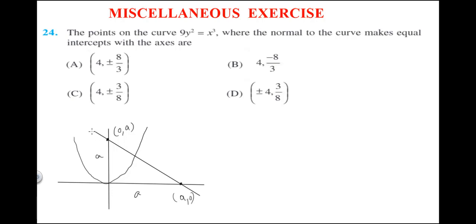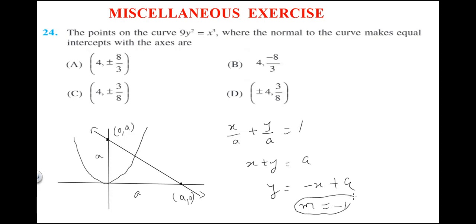So what will be the equation of this line L1? It is a normal line. So equation of normal will be x upon a plus y upon a equals 1. This is the intercept form of the line already done in class 11th. So x plus y is equal to a. We get y is equal to minus x plus a. So what is the slope of normal from here? It is minus 1. Okay? Because it is of the form y equals mx plus c, and the value of m here is minus 1.